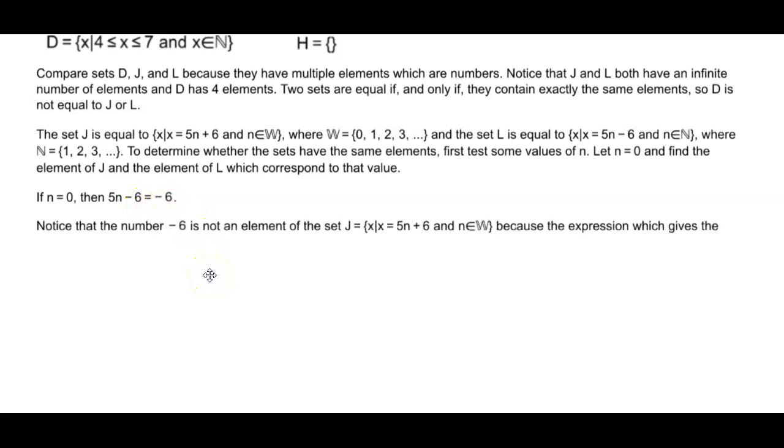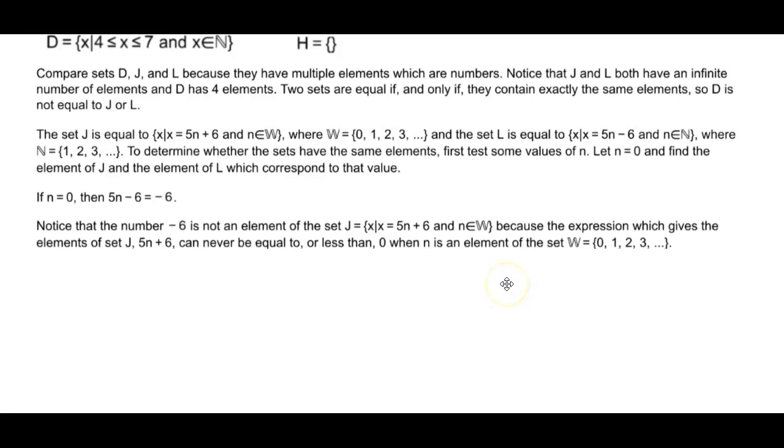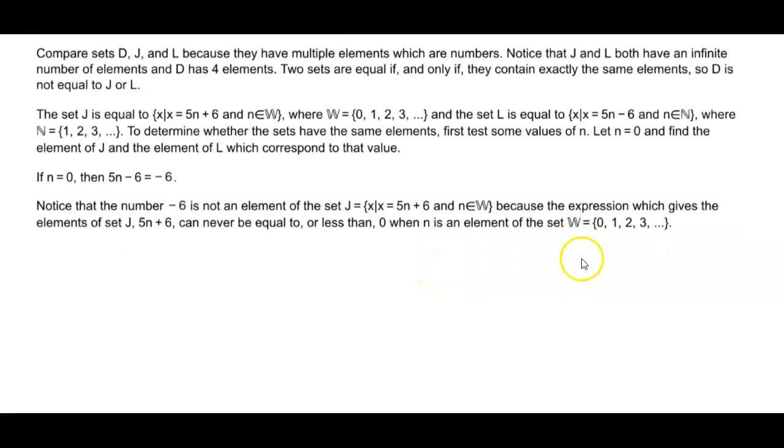Notice that the number negative 6 is not an element of set J, where X such that X is equal to 5n plus 6 and n is a whole number. Because the expression which gives the elements of set J, 5n plus 6, can never be equal to 0 or less than 0. Now, n when it is an element of the whole numbers is equal to 0, 1, 2, 3. Therefore, the set J is not equal to the set L.